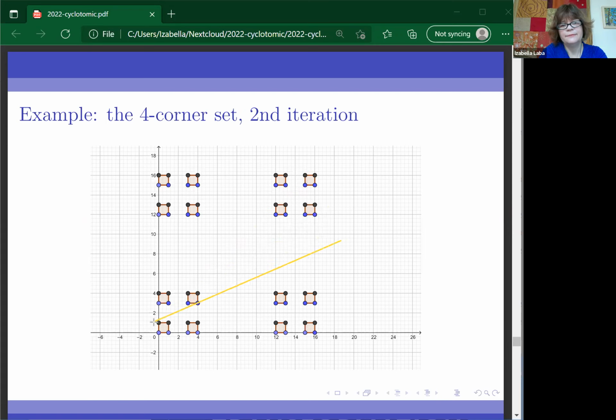Let's see. Okay, I think that's about right.